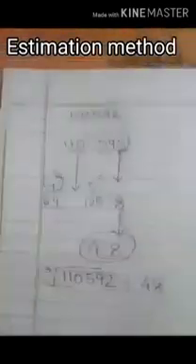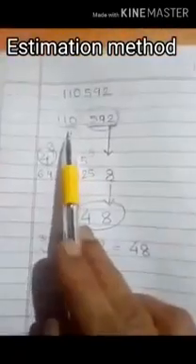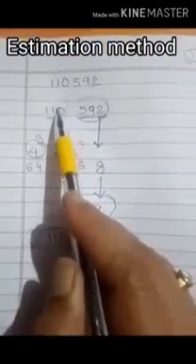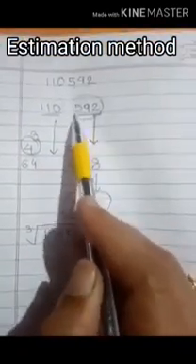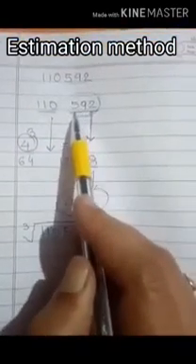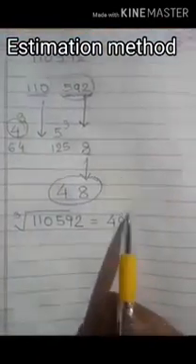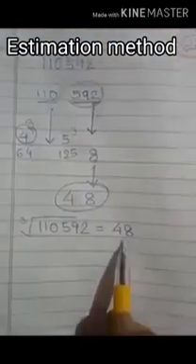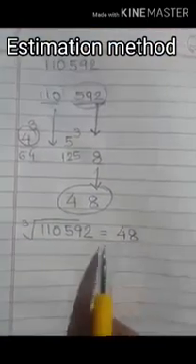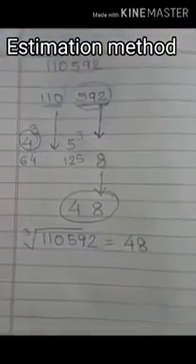But remember, instead of 110, if it was 115 or 120, or here also if instead of 59 it was 65 or any other number, then too we would have got this 48 as its cube root. So the estimation method is just to estimate the answer.